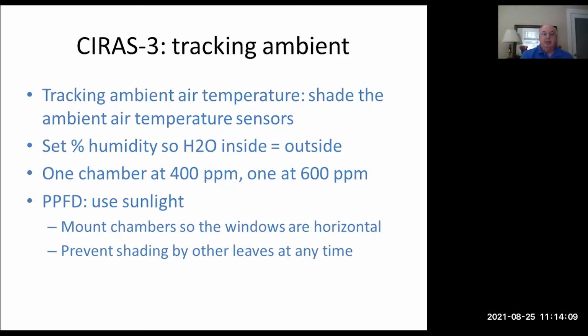So one of these chambers is going to run at 400 parts per million for 24 hours, and one's going to run at 600 parts per million for 24 hours. I'm taking data points every 5 minutes for each chamber. For light, we're using sunlight, and we need to be careful. We mount the chambers so that the windows are horizontal, and we want to prevent shading by other leaves at any time of day. So you have to be a little careful on the arrangement.